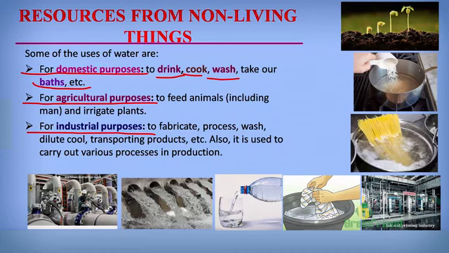For example, we can use water to fabricate, to process various items. We use it to wash in industries. They can use it to dilute substances, to transport products, and so on. Examples of industries that use large amounts of water are industries such as the paper mill industry, where wood is used to manufacture paper. They use a lot of water. We also have different kinds of industries that use water in large quantity. Ink manufacturing industry, industries where paints and some other kind of liquid substances are made, use a lot of water for their processes.